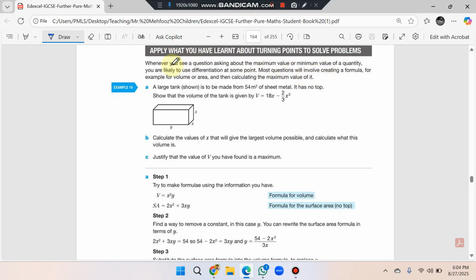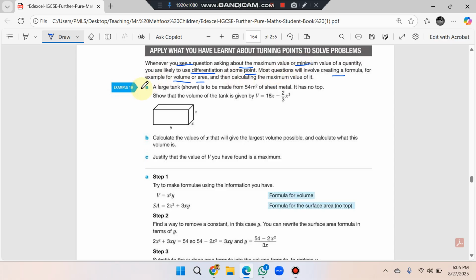Whenever you see a question asking about the maximum value or minimum value of a quantity, you are likely to use differentiation. At some points, most questions will involve creating a formula, for example, for volume, for area, and then calculate the maximum value of it, right? So in this case, we basically use the previous knowledge to solve different problems.